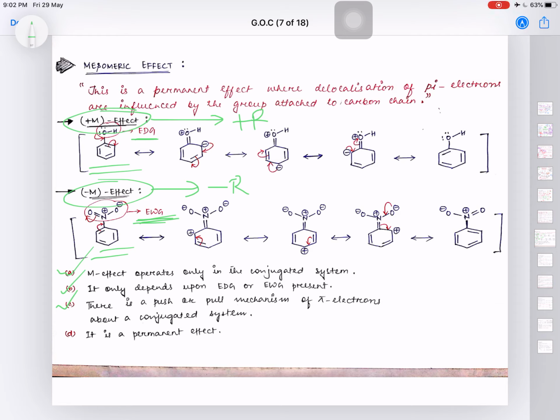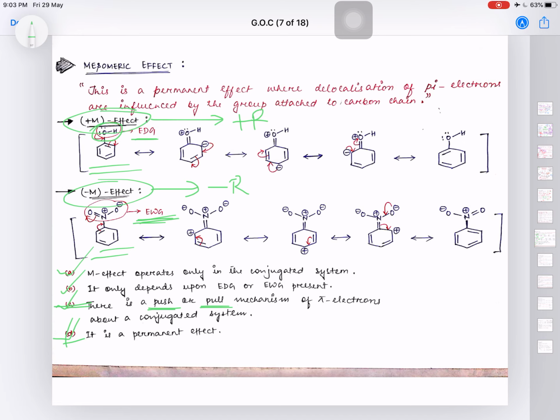The third point is that it is a push or pull mechanism. If you have an electron donating group, it will be push. If you have an electron withdrawing group, it will be pull. And the last one, it is a permanent effect. Inductive effect is also a permanent effect, and Mesomeric effect is also permanent, because the electron withdrawing or donating group will be permanently present in the compound. That's why these two effects are permanent effects.